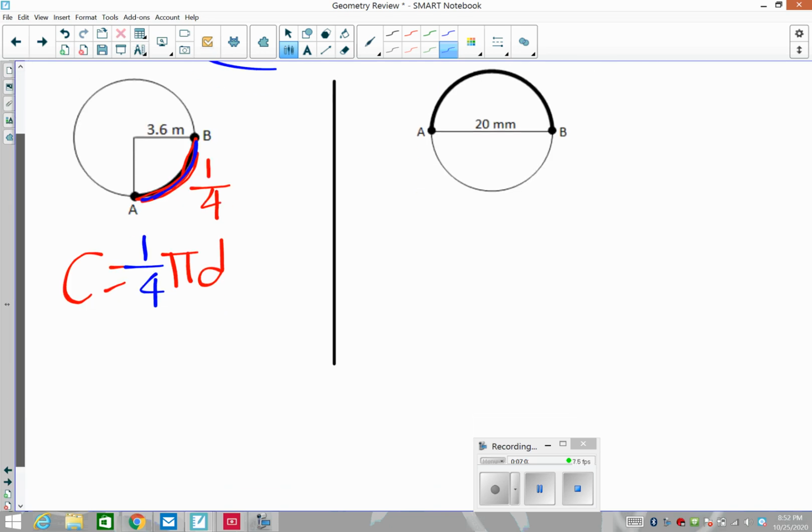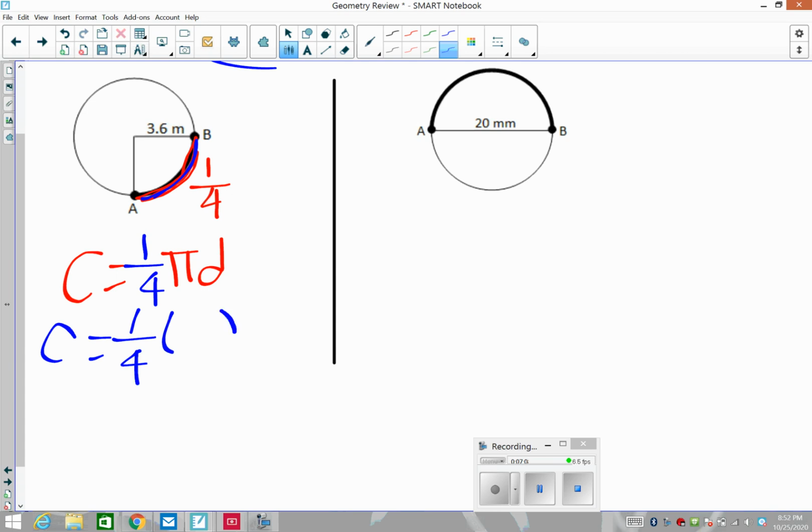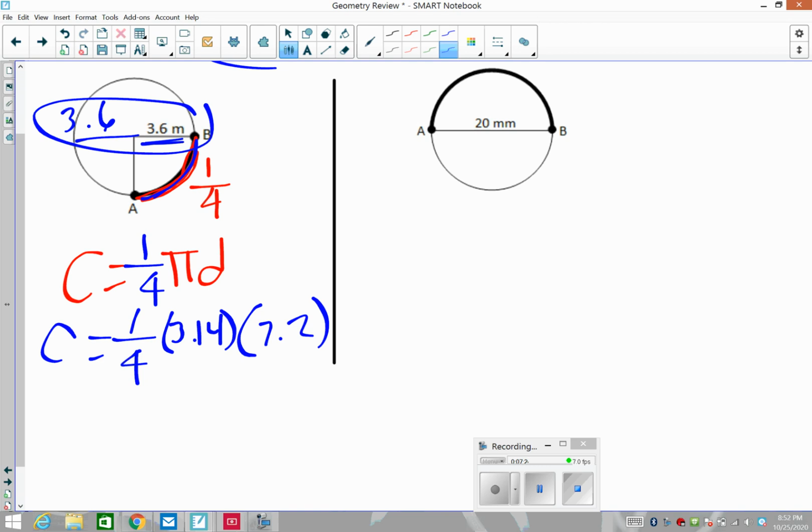The rest we're just plugging in. When I need a circumference, I'll just use pi d, 1/4 of it for that section. That's 3.14 times the diameter. Well, the diameter is really 3.6 plus 3.6. You can use your calculator for that, which is 7.2. So it's 1/4 of pi d. And when you type this in, you can simply type 1 divide 4 on your calculator, times that, times that.